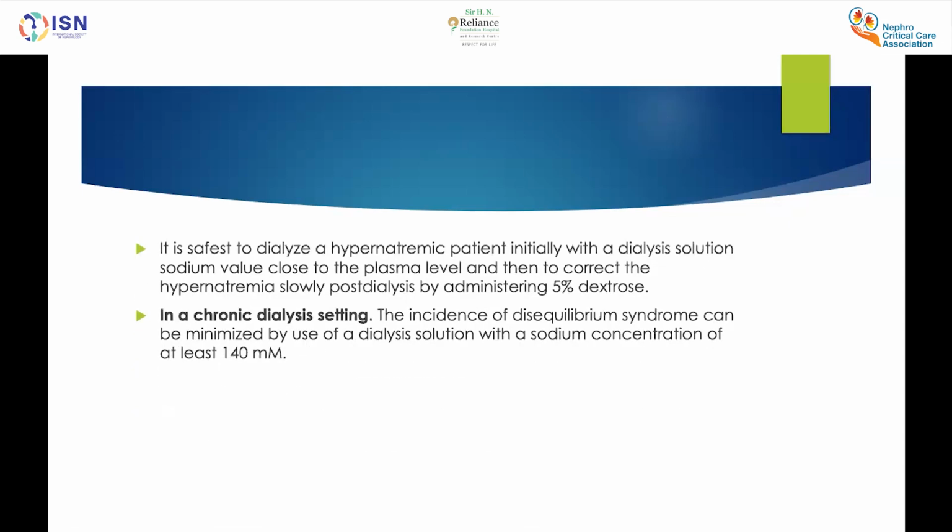So it is safest to dialyze a hypernatremic patient initially with a dialysis solution with a sodium value close to the plasma level. And then you correct the hypernatremia slowly post-dialysis by administering 5% dextrose. Now, this was in an acute dialysis setting. In a chronic dialysis setting, the incidence can be minimized by using a dialysis solution with a sodium concentration of around 140.